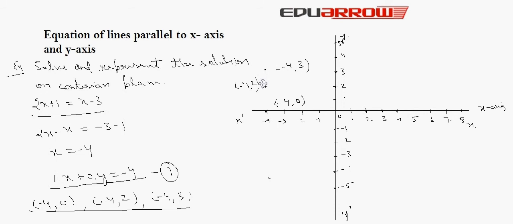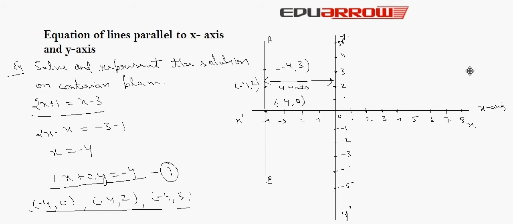Now join these points. Now you can observe that the graph AB is a line parallel to the y-axis and is at a distance of 4 units left to it.